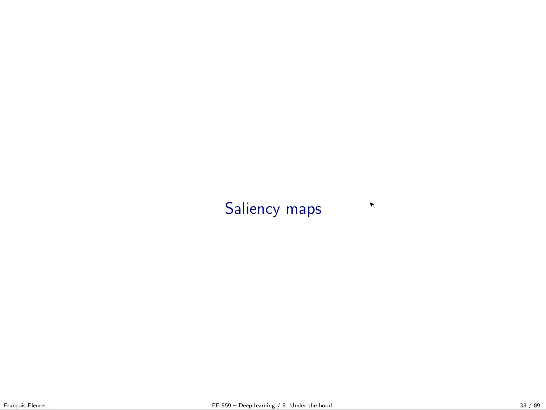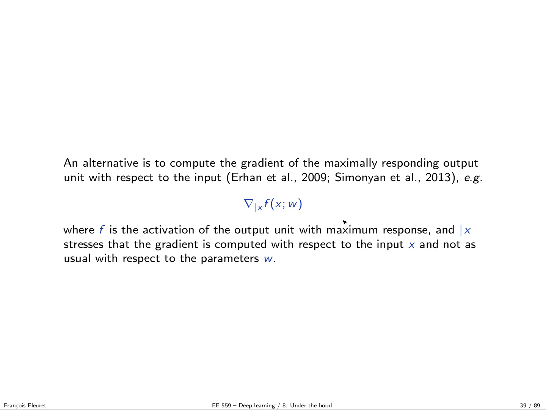Another type of technique are the saliency maps and variants. Here, to avoid having to compute multiple forward passes, we directly compute the gradient of the maximally responding output unit with respect to the input. Usually we compute the derivative of the response with respect to the parameters of the model. But here, we are going to use the auto-differentiation mechanism, the autograd of PyTorch, to compute the derivative with respect to the input. I use this notation, given x, as we take the gradient with respect to x.